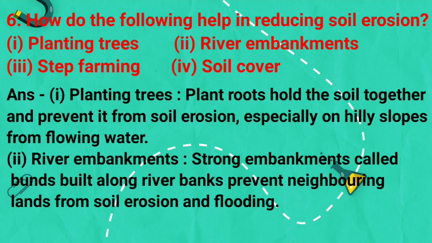6. How do the following help in reducing soil erosion? 1. Planting trees. 2. River embankments. 3. Step farming. 4. Soil cover. Answer. Planting trees. Plant roots hold the soil together and prevent it from soil erosion, especially on hilly slopes from flowing water. 2. River embankments. Strong embankments called bunds built along river banks prevent neighboring lands from soil erosion and flooding.